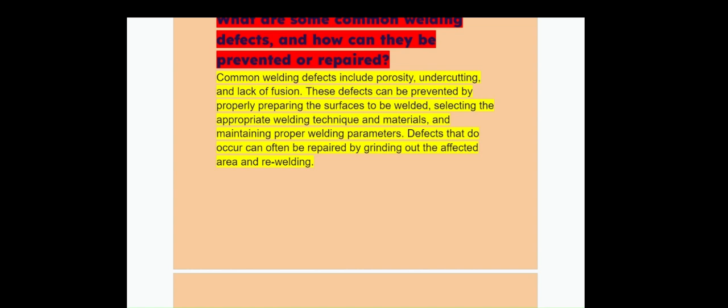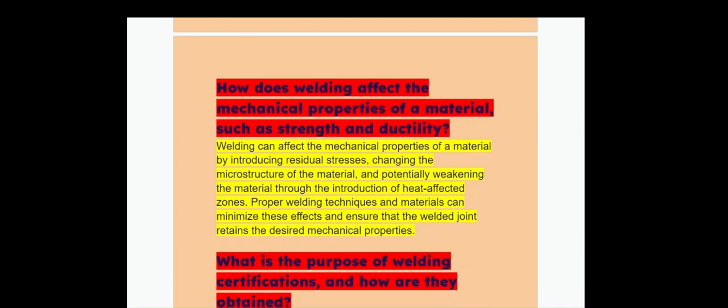How does welding affect the mechanical properties of a material, such as strength and ductility? Welding can affect the mechanical properties of a material by introducing residual stresses, changing the microstructure of the material, and potentially weakening the material through the introduction of heat-affected zones. Proper welding techniques and materials can minimize these effects and ensure that the welded joint retains the desired mechanical properties.